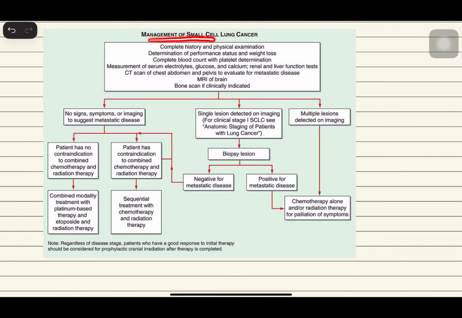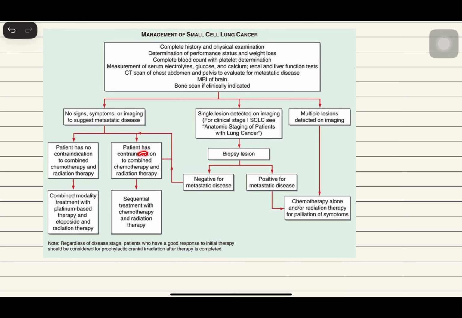How to manage small cell lung cancer? After doing your diagnosis, if there is no sign, symptoms or imaging to suggest metastatic disease, and if the patient also has no contraindication to combined chemotherapy and radiation therapy, you can continue with combined platinum based chemotherapy and etoposide and radiation therapy.